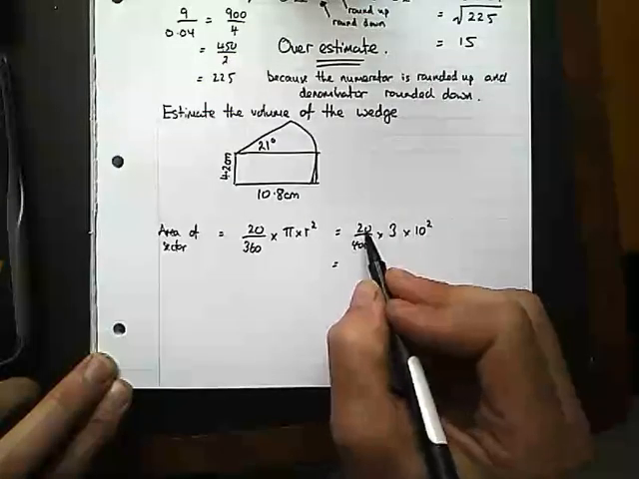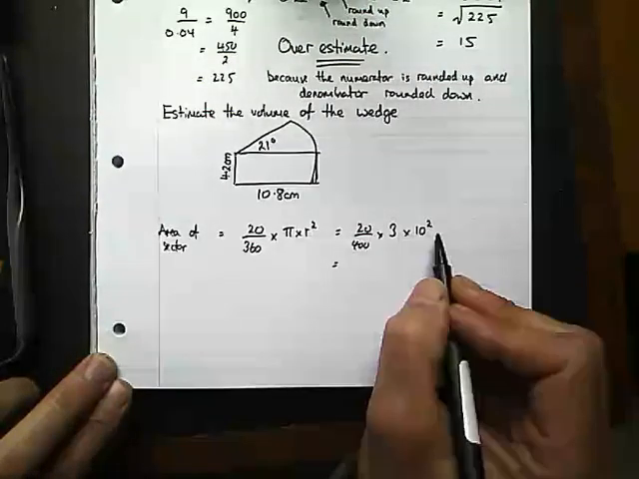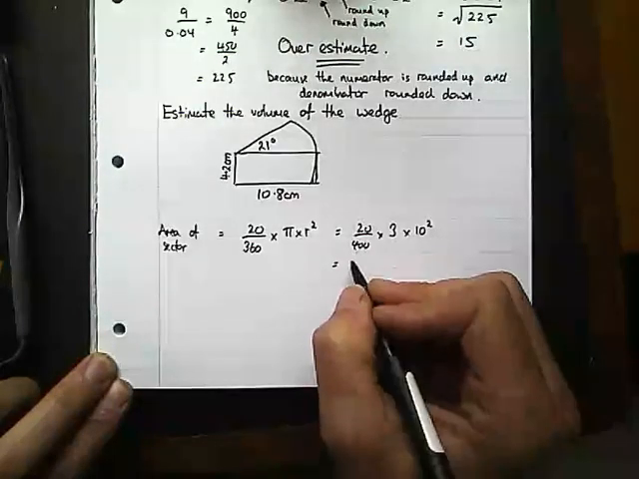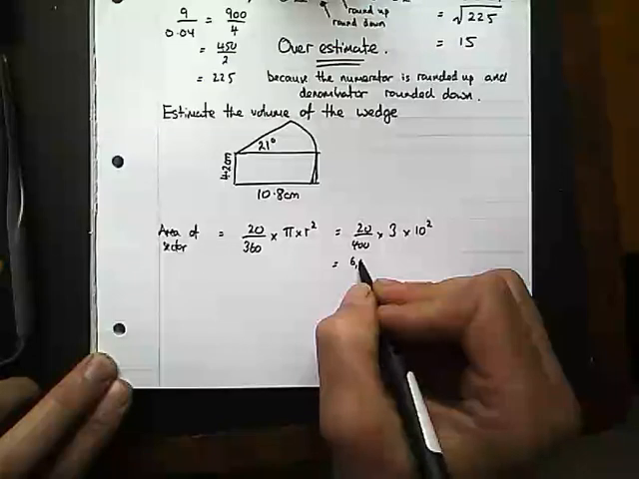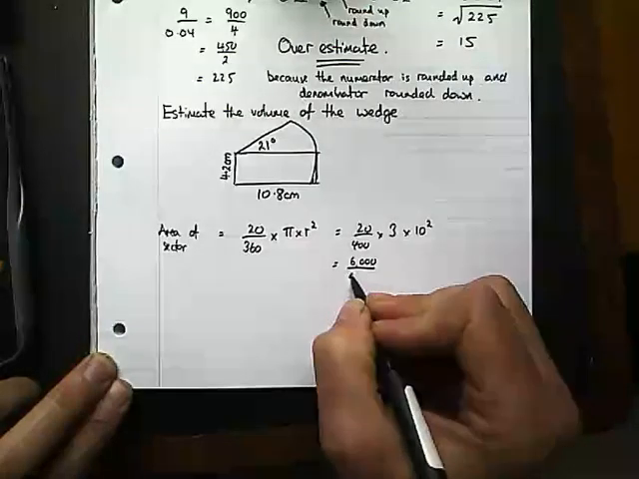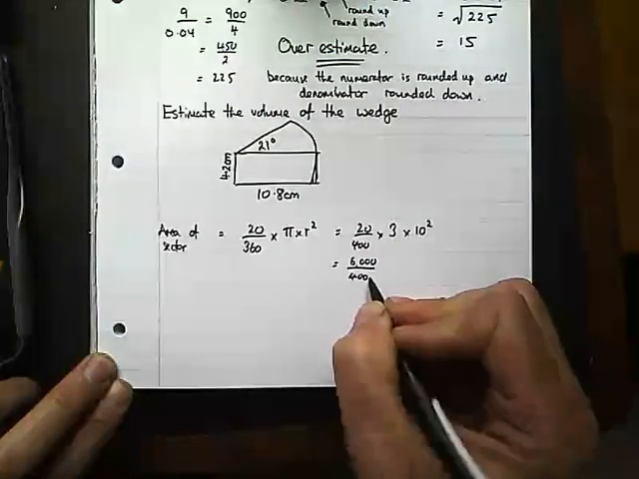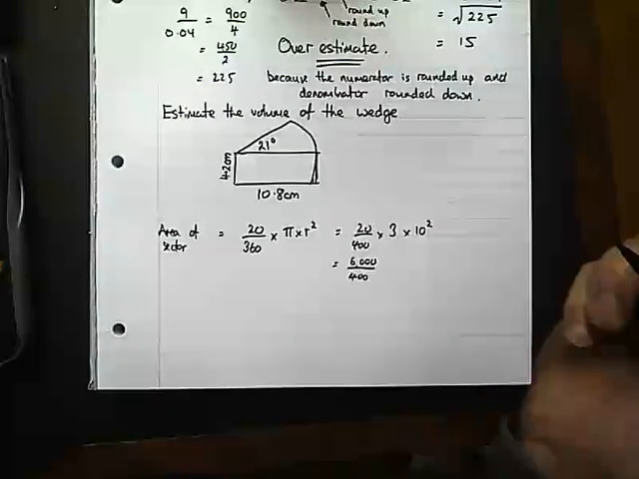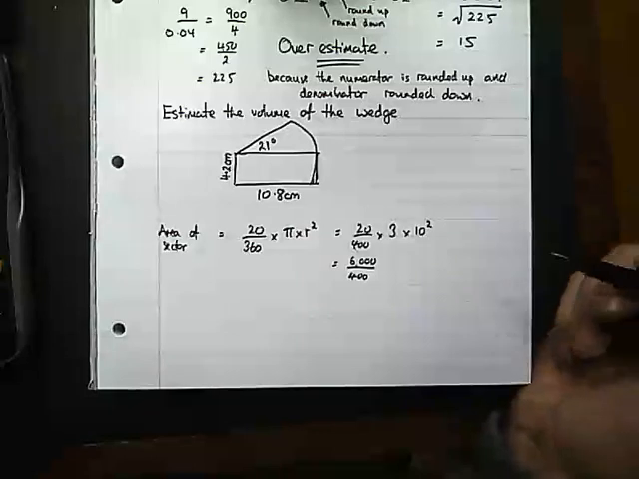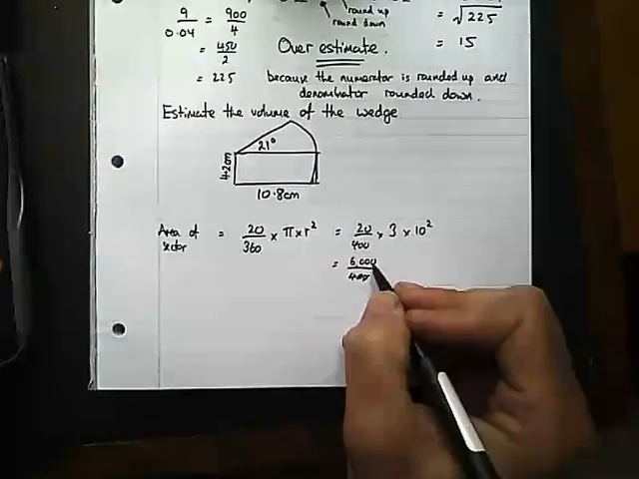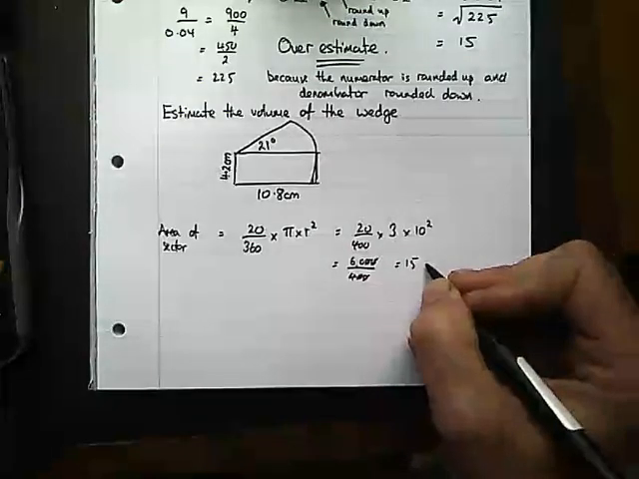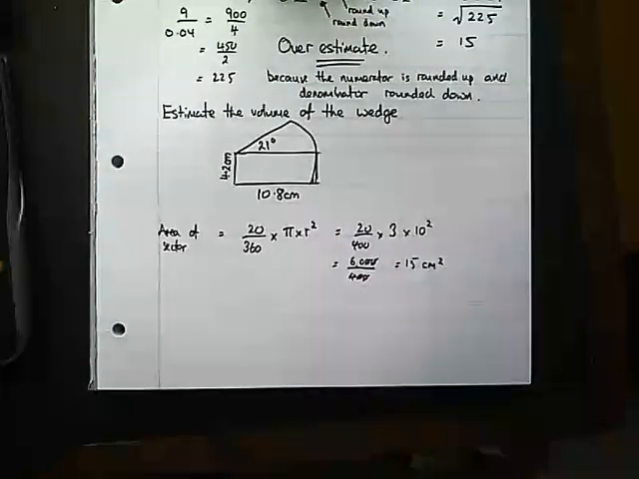We get 20 times 3, which is 60, times 100, which is 6,000, divided by 400. Okay, and this will get us the area of the sector. So cancel out the zeros, nice and easy. 60 divided by 4 equals 15. So I've got 15 centimeters squared for an estimate for the area of the sector.